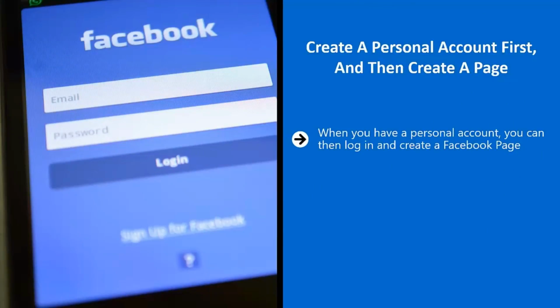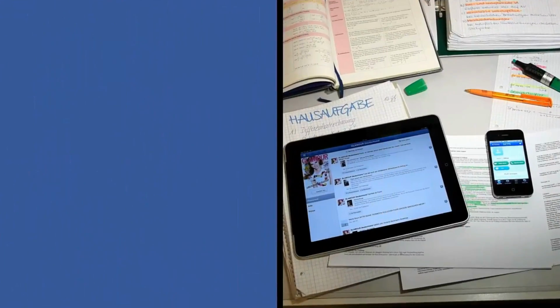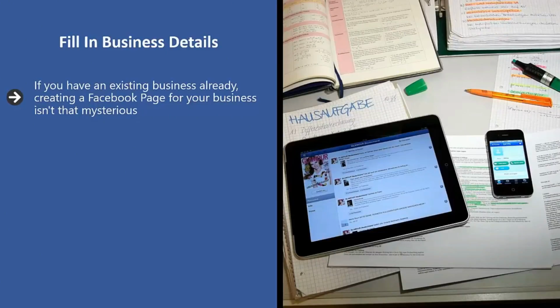When you have a personal account, you can then log in and create a Facebook page. This is fairly straightforward. You just click the Create a Page tab, which is located on the upper right part of your account's dashboard. Fill in business details. If you have an existing business already, creating a Facebook page for your business isn't that mysterious. You basically just go down the list: business name, slogans.